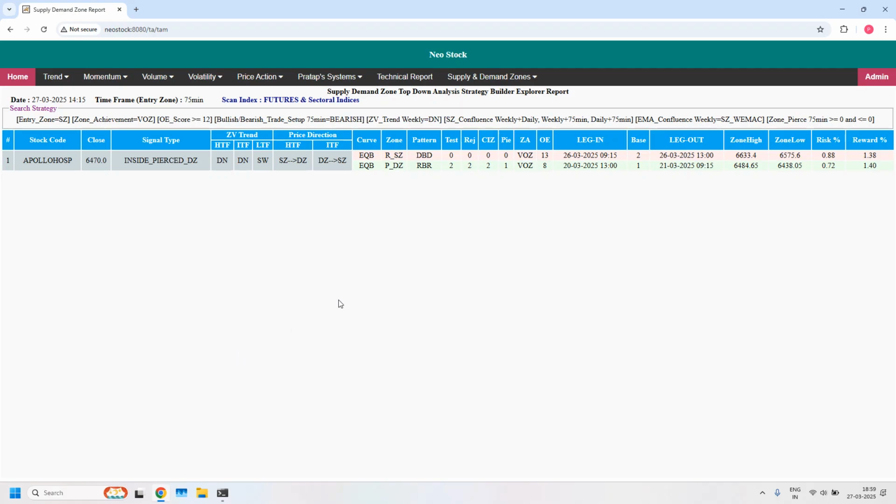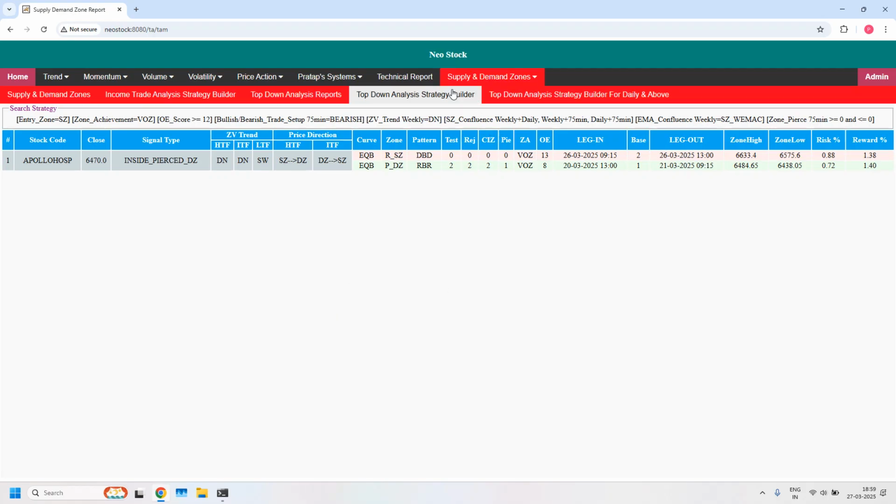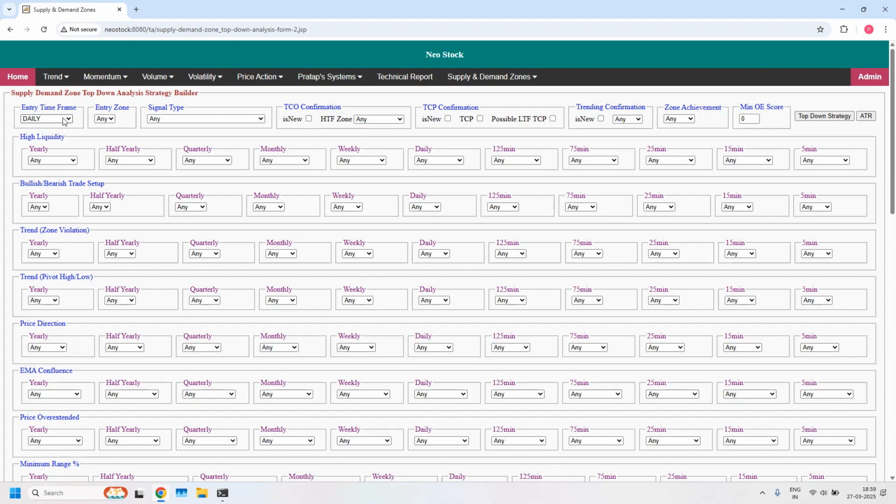Okay, next we will look into daily income trade supported stocks. Okay, daily income trade bullish trade setup, entry time frame 15 minutes, entry zone demand zone. And also in bullish or bearish at 15 minutes time frame, I am selecting bullish. Zone achievement should be violated opposing zone. Minimum odd enhancer score should be 12. And 15 minutes demand zone should not be pierced.